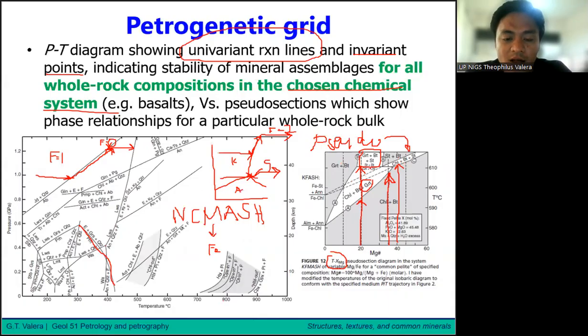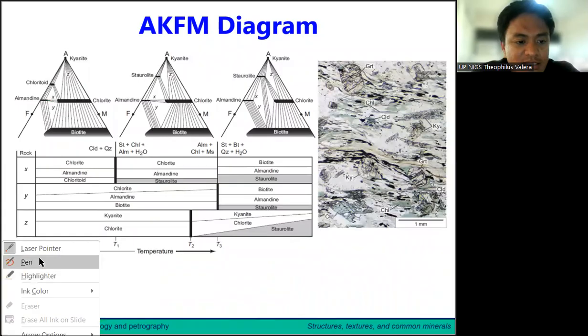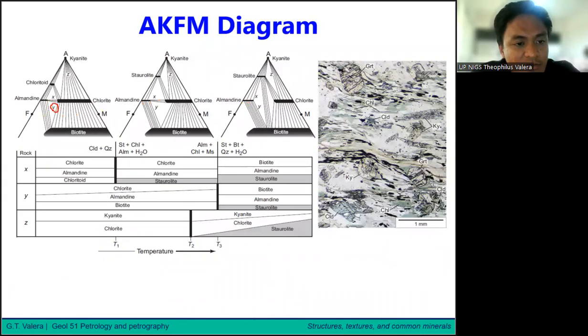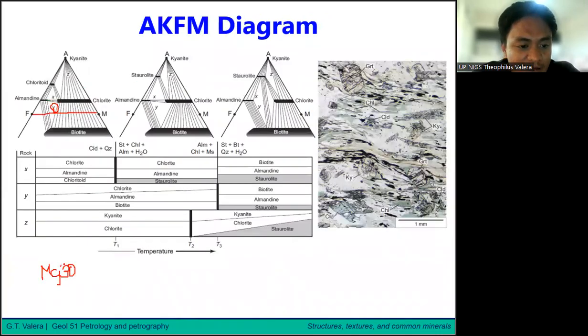Anyway, I'll repeat one more time. Arbitrarily, let's select bulk composition Y. Then roughly estimate, let's say Y is around magnesium number 30. Just an estimate. Let's see how it reacts. Let's make it magnesium number 20 instead. So suppose Y equals magnesium number 20.